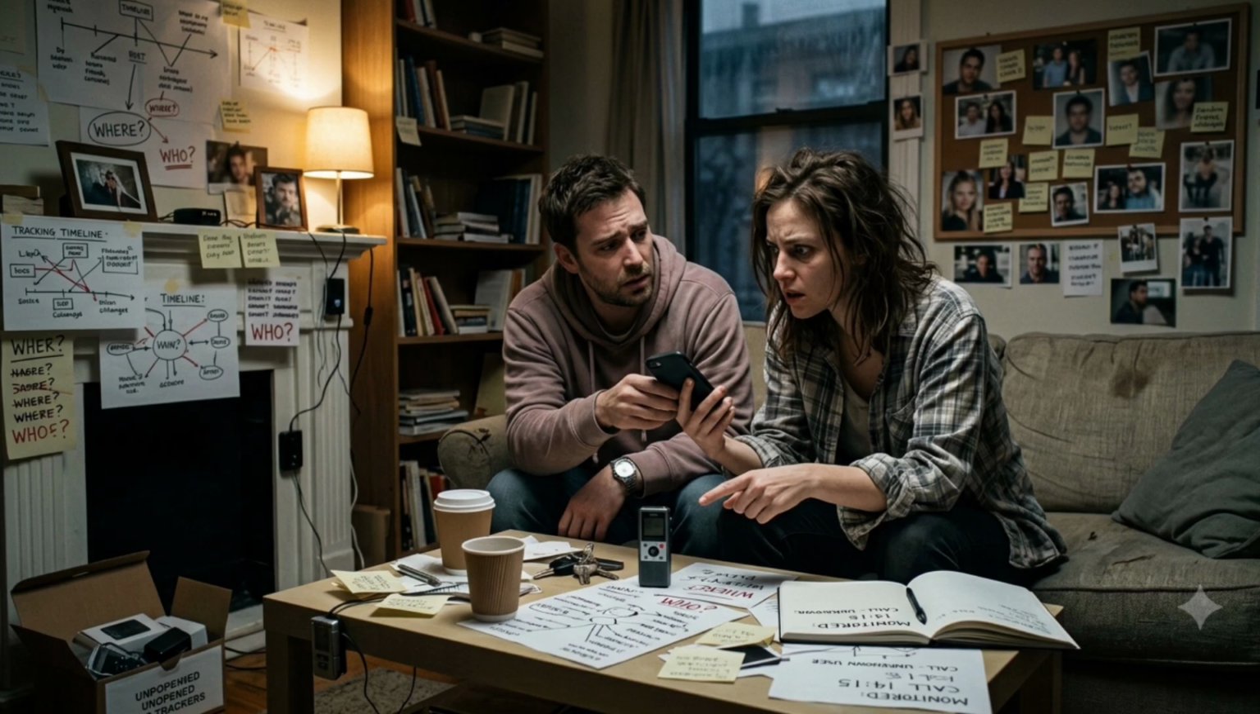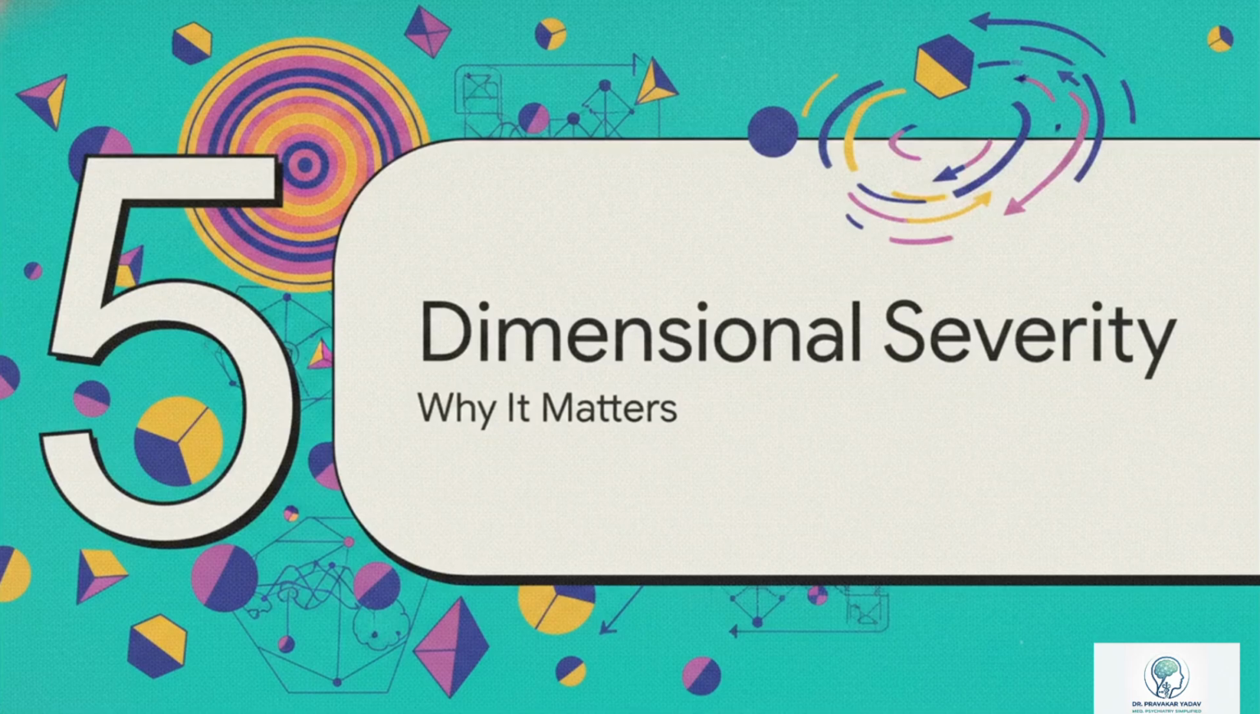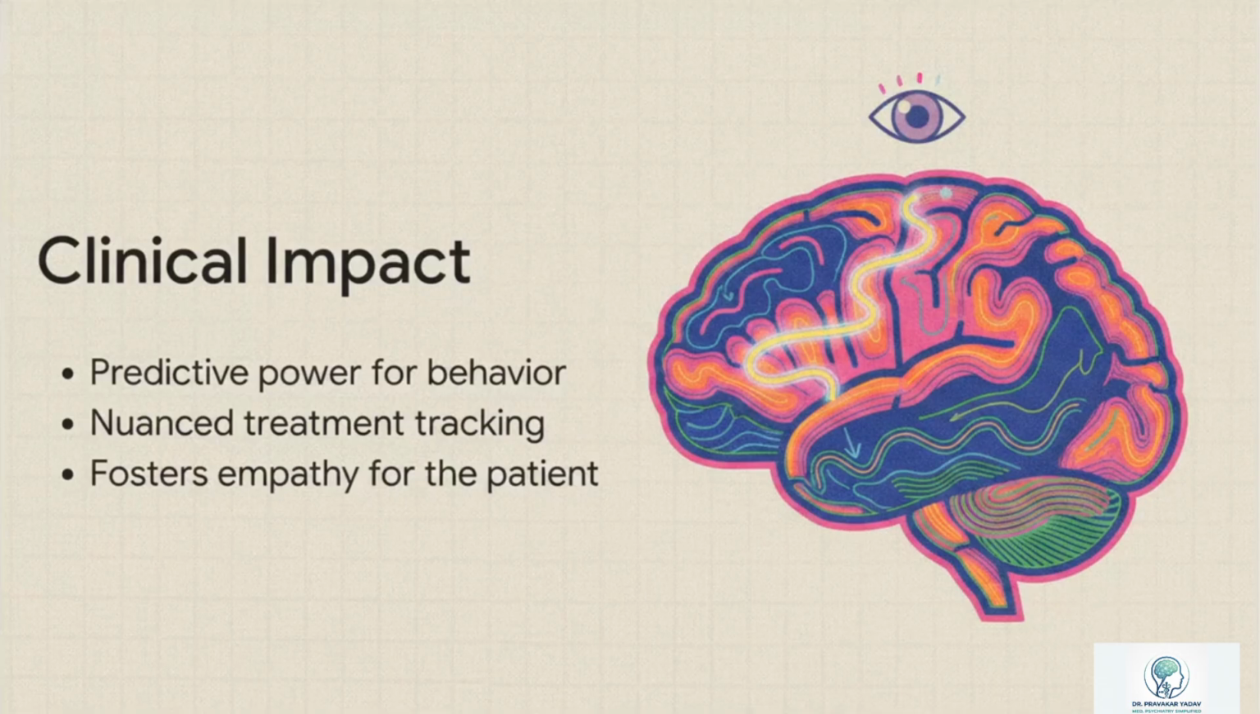This brilliantly illustrates how tracking these vectors, like pressure and deviant behavior, helps clinicians predict real-world behavior and step in before things escalate into physical danger. Which leads us to our final section, Section 5, Why Dimensional Severity Matters. To synthesize exactly what you should take away from this entire paradigm shift, the clinical impact of Kendler's work is just massive. By breaking delusions down into these fluid dimensions, rather than just checking a yes or no box, clinicians gain vital predictive power for a patient's behavior.